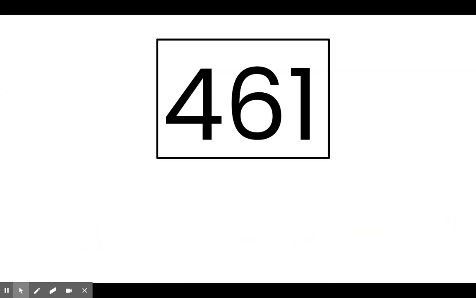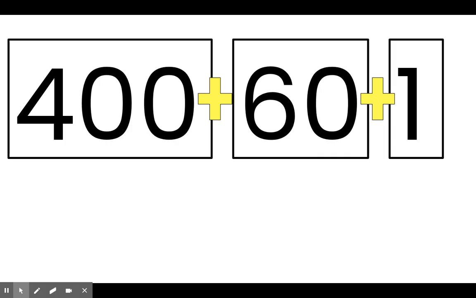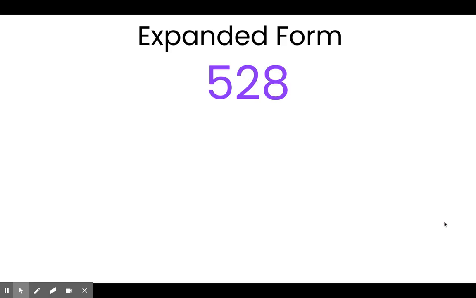Let's take a look at the number 461. We can break this number apart using our hide 0 cards. Pull them apart. We have 400, we have 60, and we have 1. If we were to place an addition symbol here and here, this is what our expanded form would look like. 400 plus 60 plus 1 equals 461. That's expanded form.